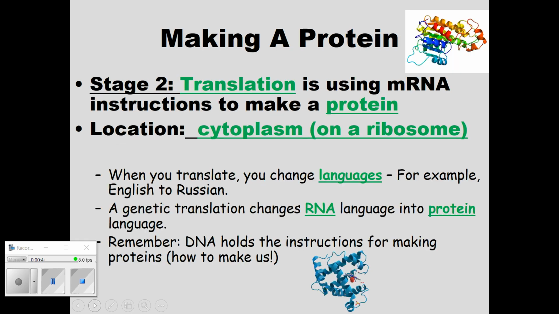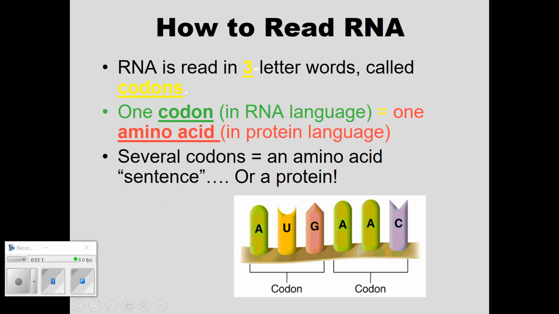will be made. The second step of making a protein is stage 2, translation. Translation is using messenger RNA instructions to make a protein. This occurs on a ribosome that's located in the cytoplasm. When you take a foreign language, you often have to translate that language from English to Spanish or vice versa. A genetic translation changes RNA language into protein language. Remember that DNA holds the instructions for making proteins, and those proteins give us our characteristics.